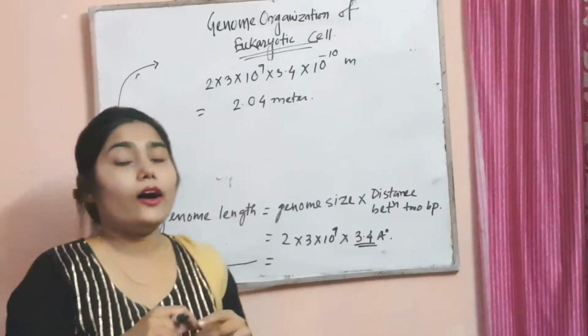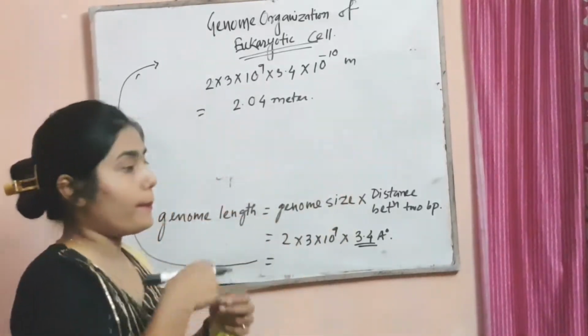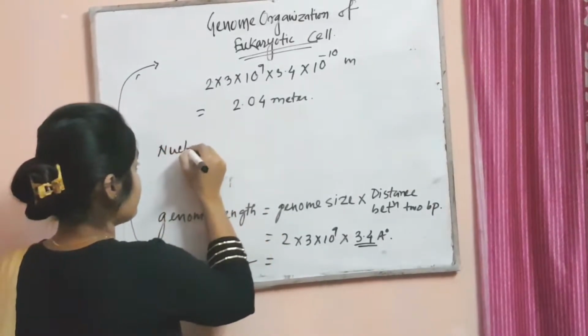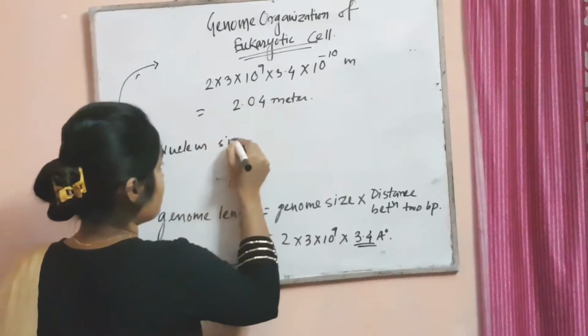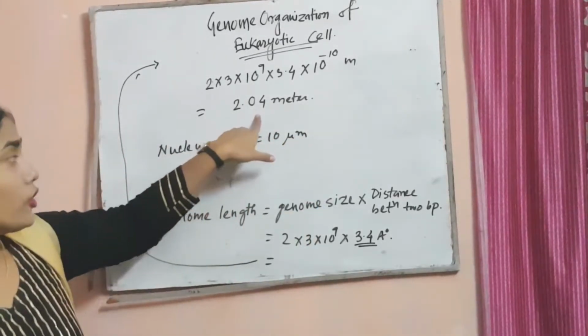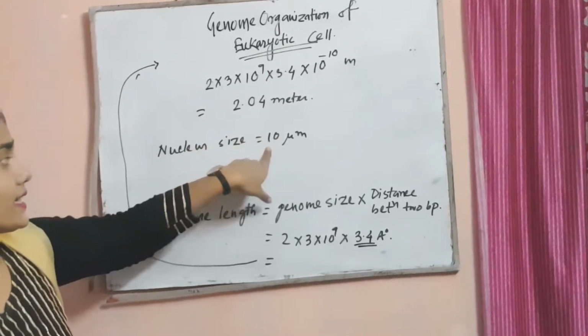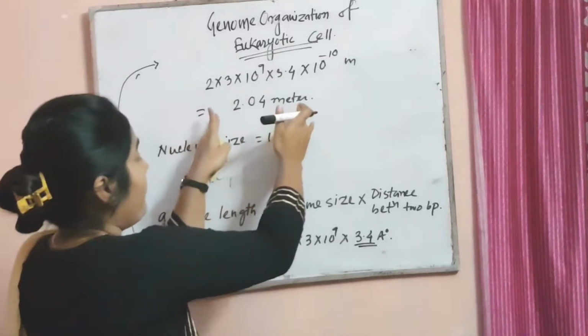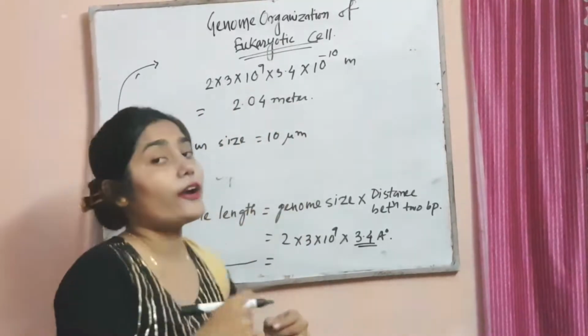But in our nucleus, it will be packed. And the nucleus size is 10 micrometer. And when the genome size is greater than the nucleus size, it has to be packed within this nucleus. So what we have to do?